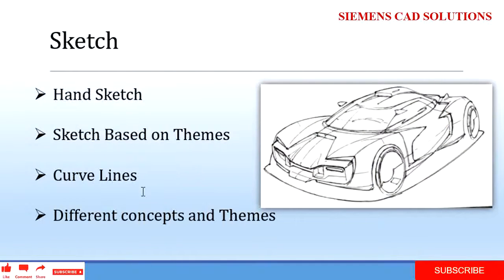Next, once benchmarking is done, then we will go for the hand sketch. In hand sketch, depends upon the theme, we will go for the hand sketch. One theme will be curved and one theme will be sharp edges. So in hand sketch they will create different themes, and curved lines they will decide. In hand sketch they will create a top view, side view, front view, rear view of the vehicle.